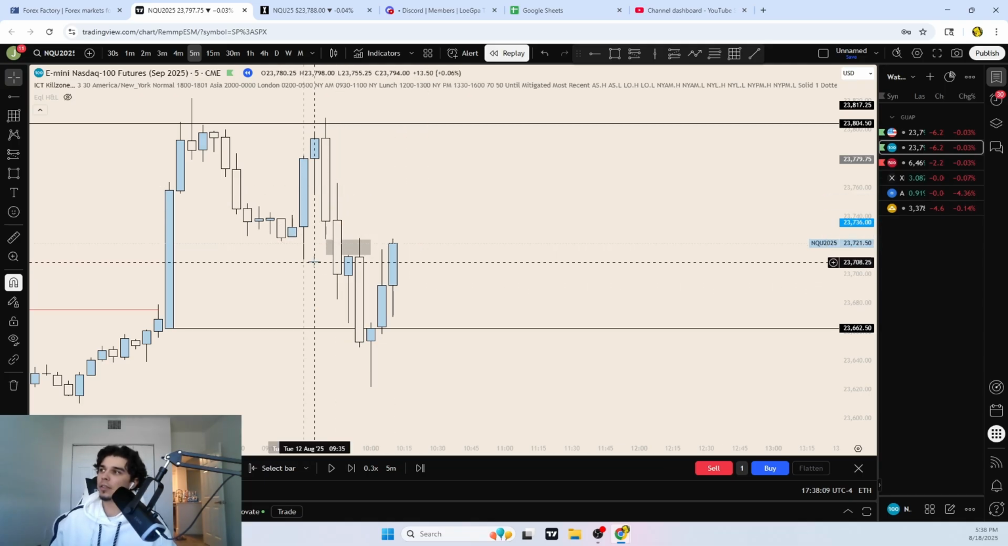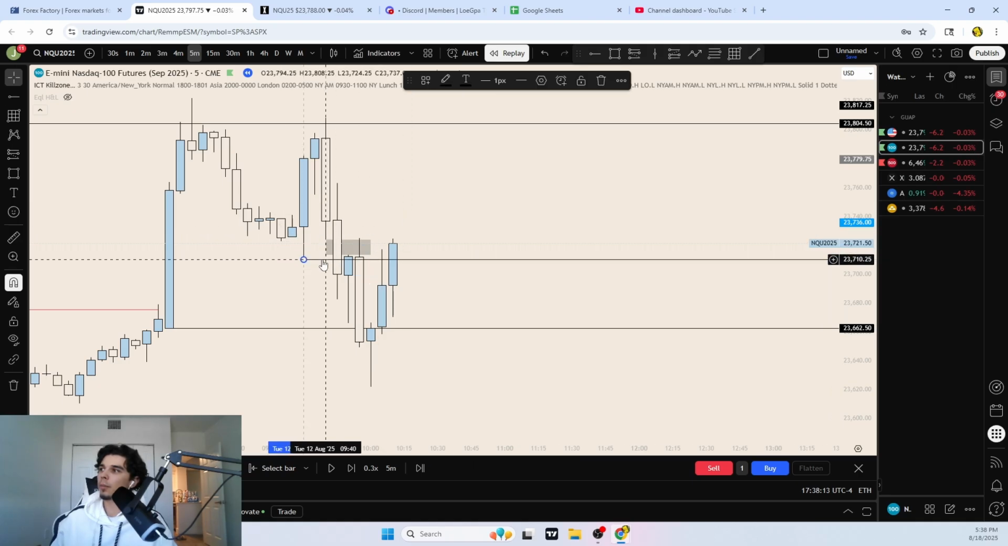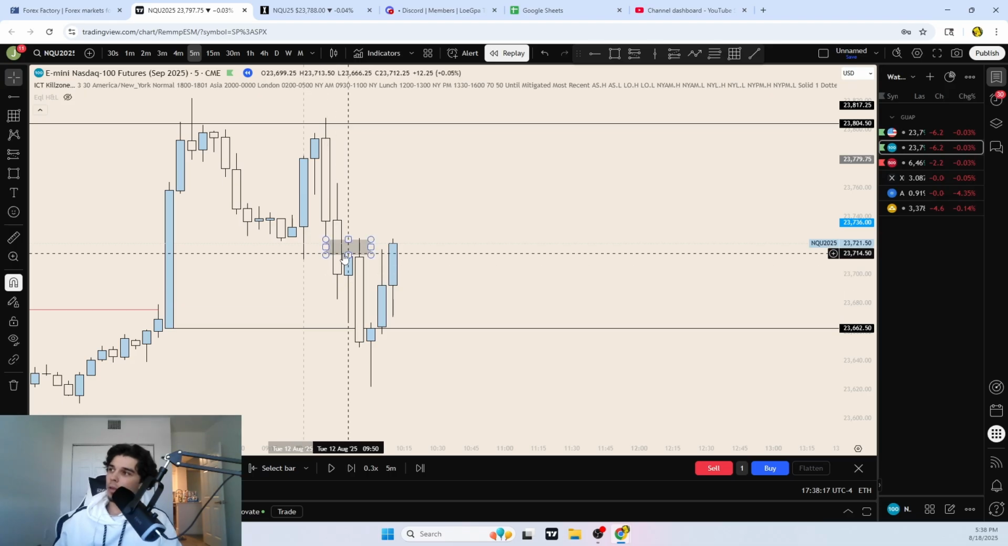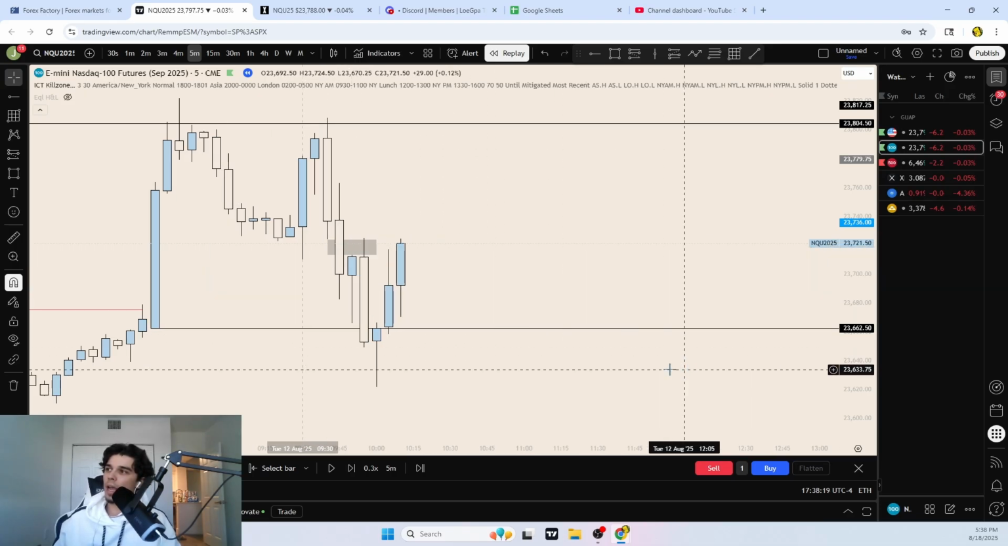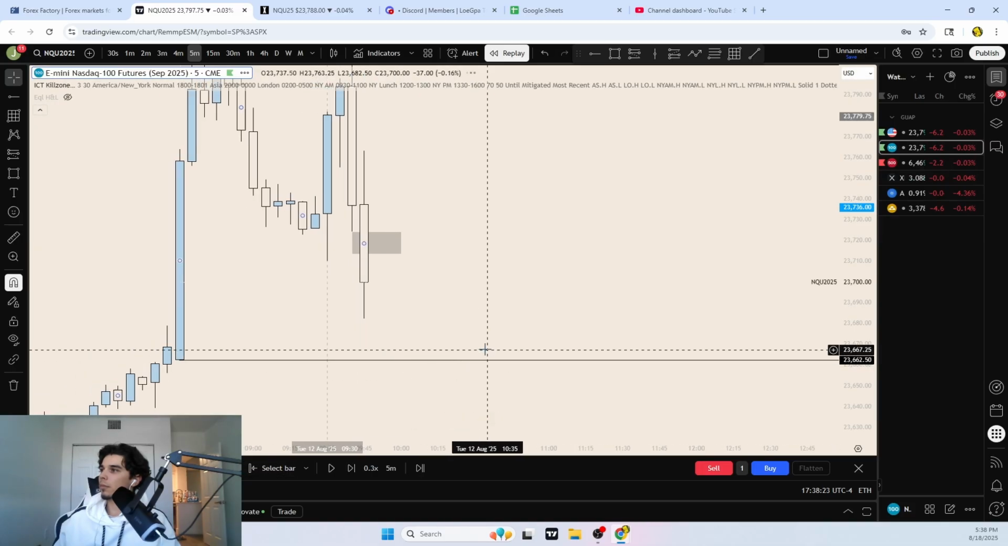Okay, 5-minute happens. Boom. If you were to trade break of structure, what do we get? We get a break of structure right here. I don't trade break of structure, but what ends up happening? We end up creating a 5-minute. Let me go right here.